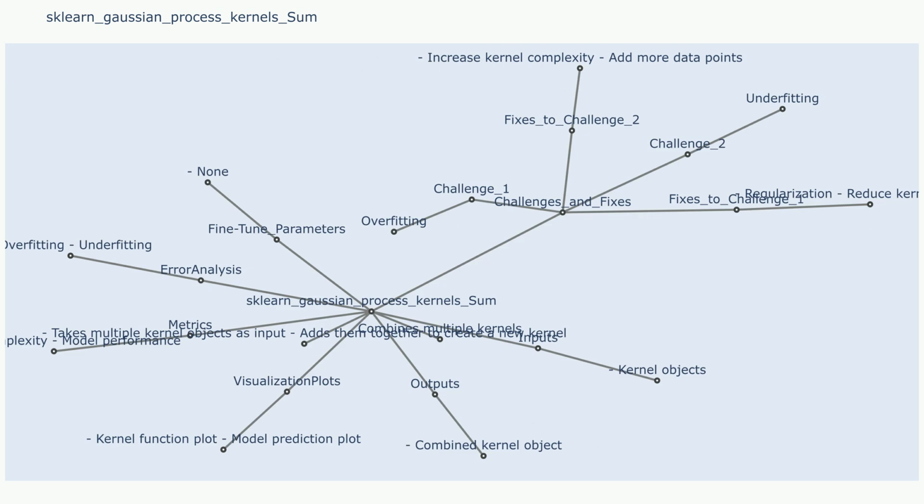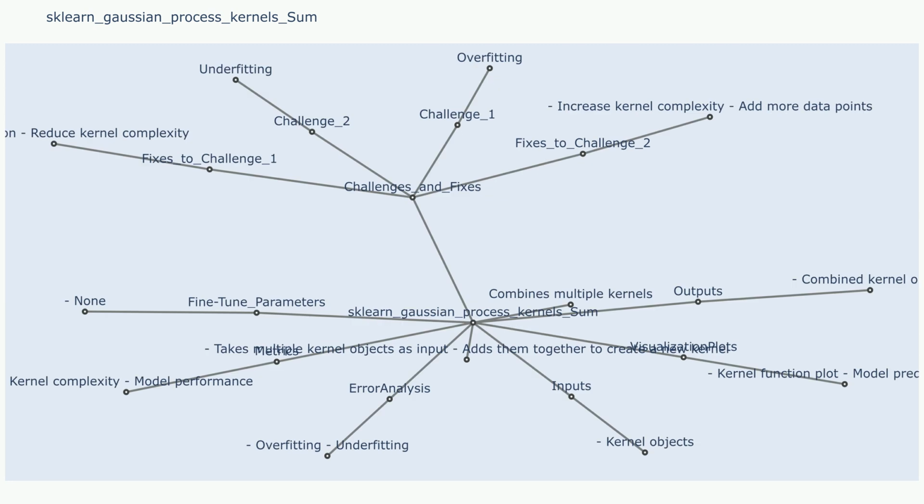Uncertainty methods. Uncertainty method 1. Predictive variance. The sum kernel can be used to estimate the uncertainty of the model's predictions. This is represented by the variance of the predictive distribution. Uncertainty method 2. Confidence intervals. Based on the predictive variance, you can calculate confidence intervals around the model's predictions, providing a visual indication of the uncertainty.